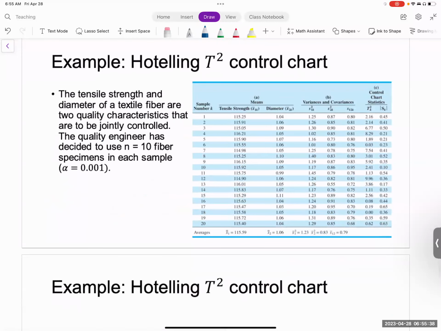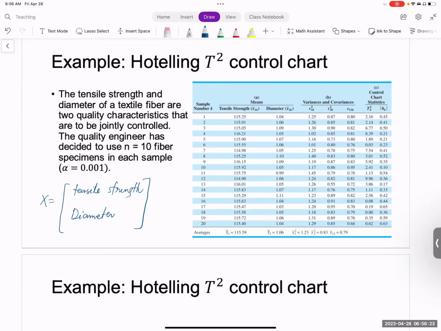Okay, so tensile strength and diameter of a textile fiber are two quality characteristics that are to be jointly controlled. The quality engineer has decided to use n equals 10 fiber specimens in each sample. And let's basically do a control chart for this. So you have your quality characteristic X as tensile strength, and then your diameter. Now let's actually use this to see how we can use the formulas that we have studied just a few minutes ago.